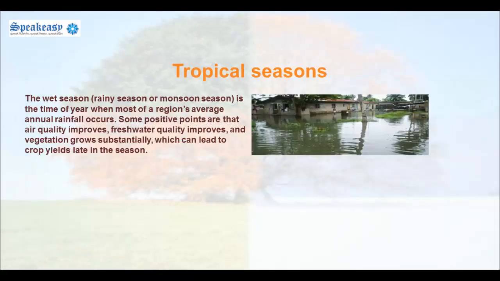Now let's take a look at some of the tropical seasons. The wet season, rainy season or monsoon season, is the time of year when most of a region's average annual rainfall occurs. Some positive points are that air quality improves, freshwater quality improves, and vegetation grows substantially, which can lead to crop yields late in the season.